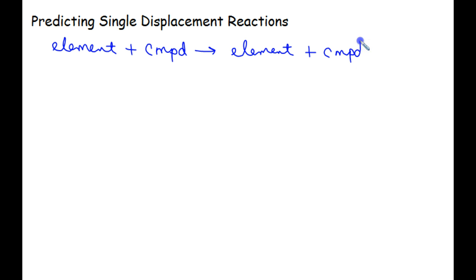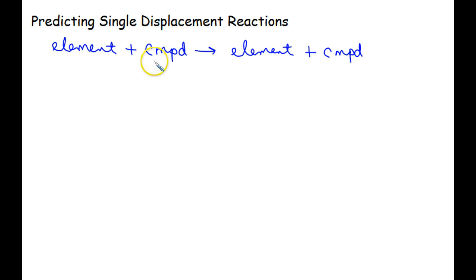A single displacement reaction always has an element and a compound on both sides of the arrow. So, why is it single displacement? Because there is one switch. The single element is going to switch places with one of the elements in the compound.